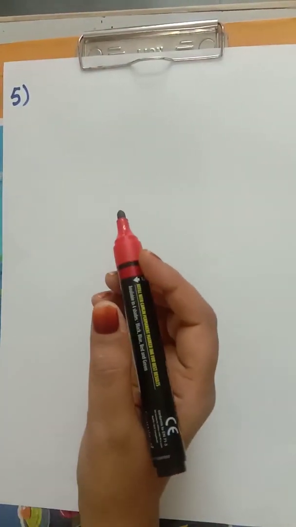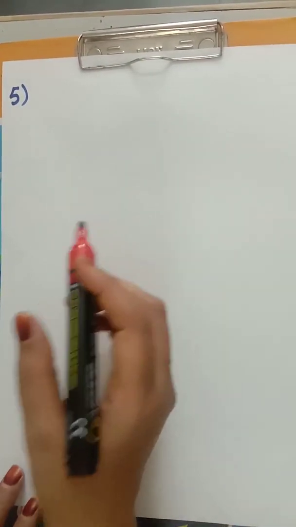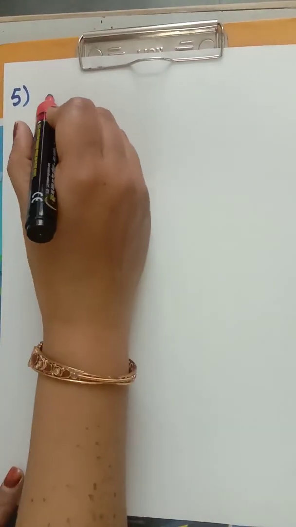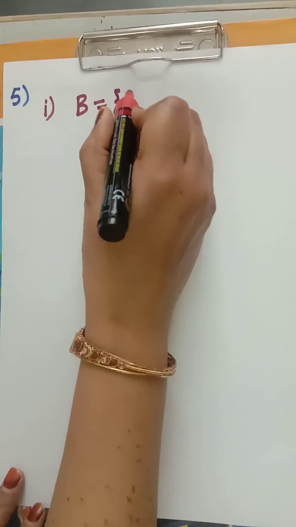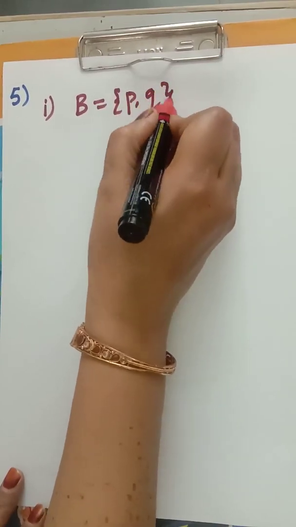Listen boys and girls, this is very important. Fifth one: list all the subsets of the following set. The first one is B = {P, Q}.